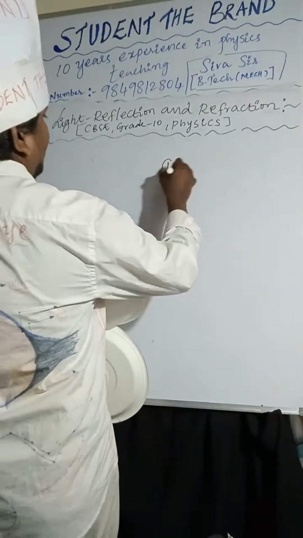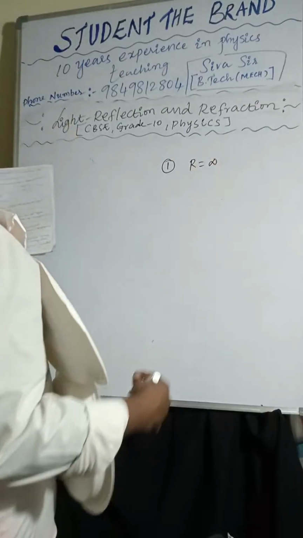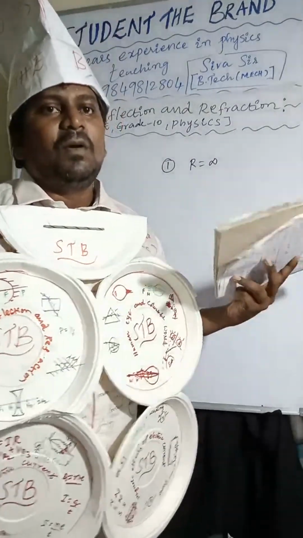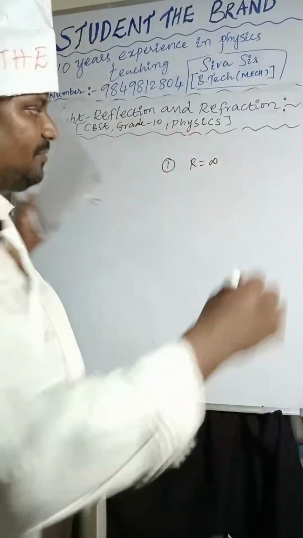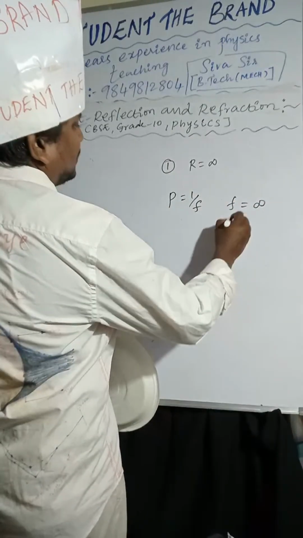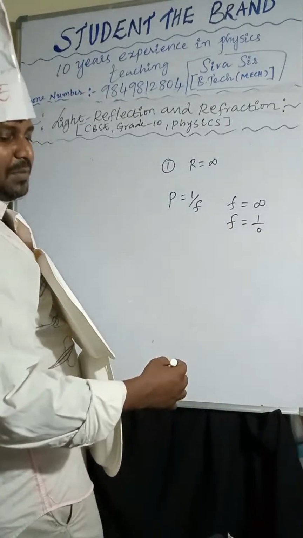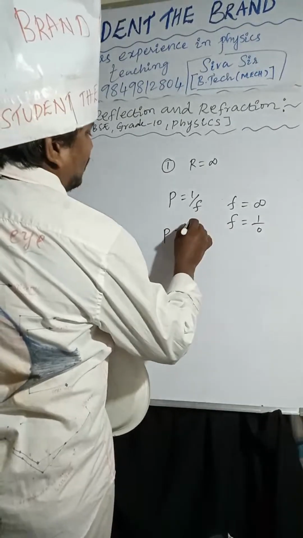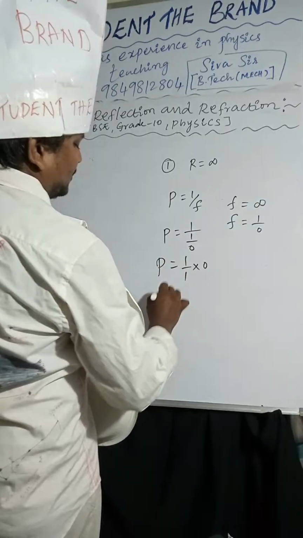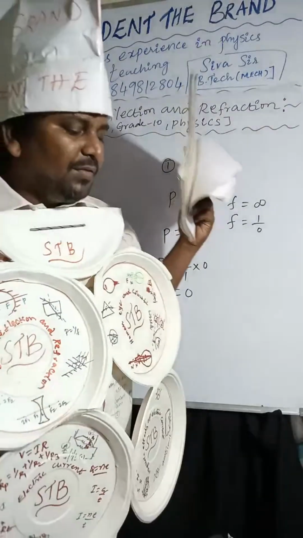So point number 1, the radius of curvature of the plane mirror is infinity. So the focal length is automatically infinity, R equal to 2f. So what is the power of a plane mirror? Power of a plane mirror is 0. So P equal to 1 by f, and f equal to infinity. So P equals 1 by infinity, which is 0. So P equal to 0. So the power of a plane mirror is 0.